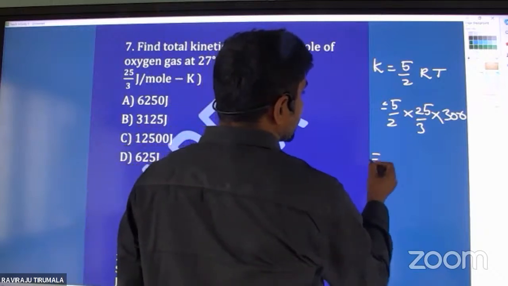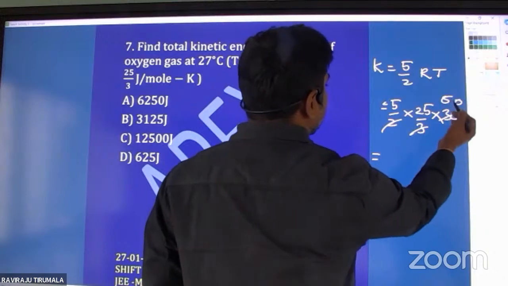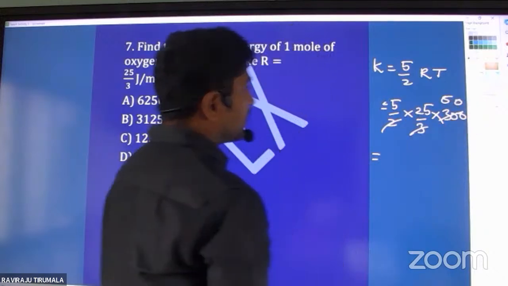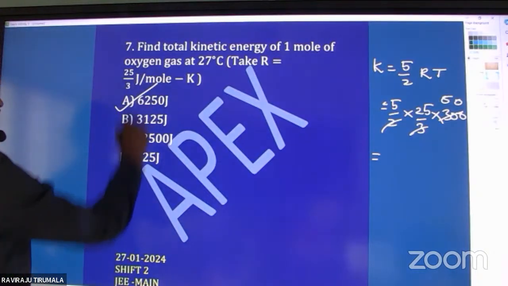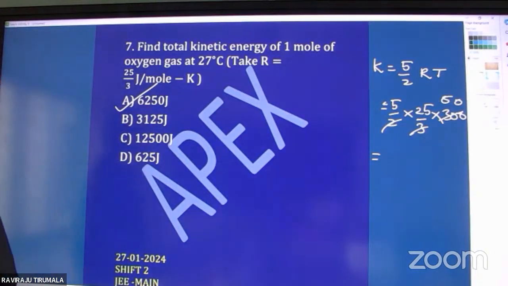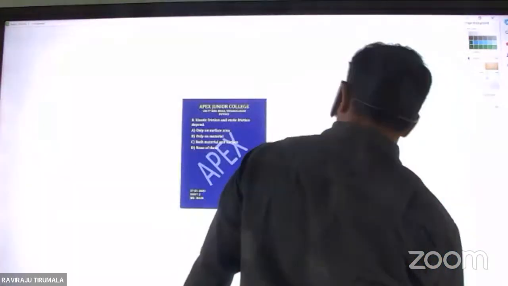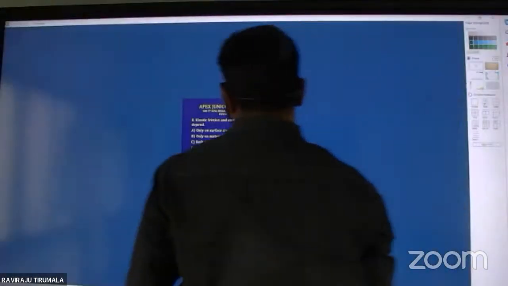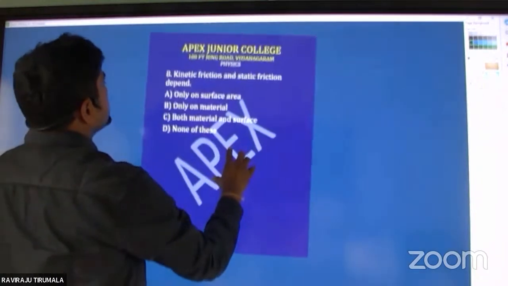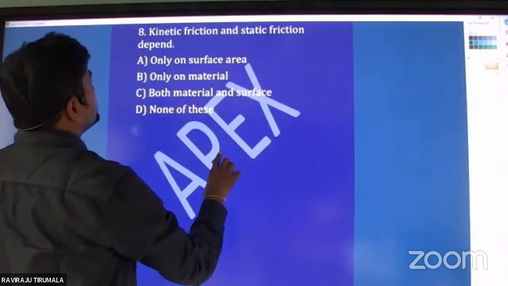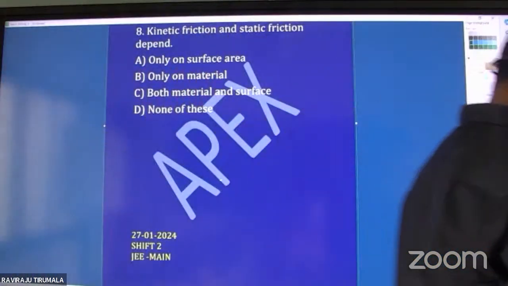You can solve this. So 300 into 250, this is 125 into 50. That is 6250. The answer will be 6250 joules. Very good. You got the correct answer. Now, see question number 8. I think this is also a theory question. Theory question given.